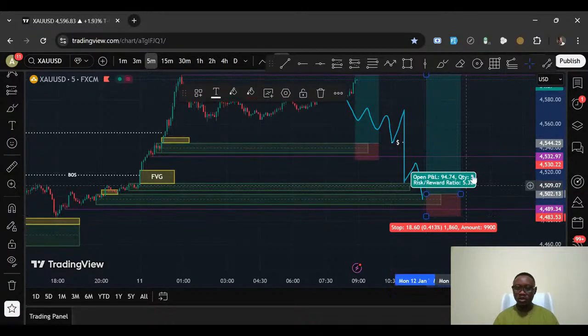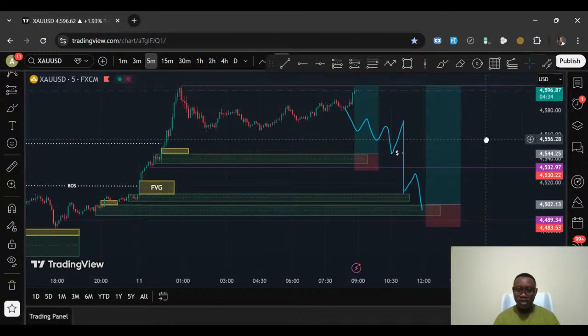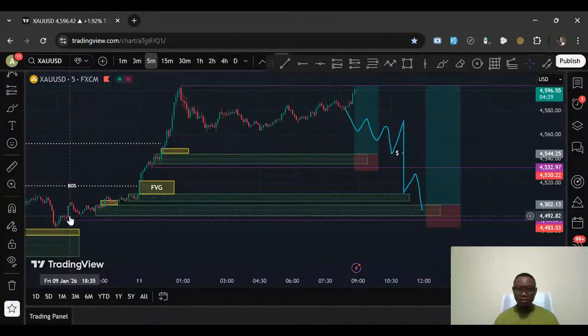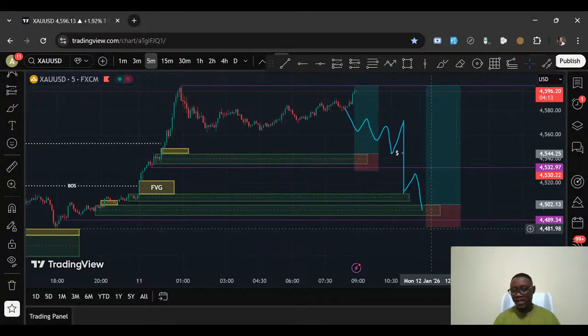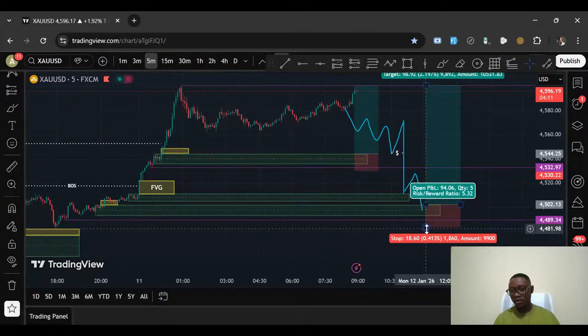Now, why am I doing this? Because my rule states that if price breaks below this level, right? If price breaks below this level and it respects the level, that is a candle close below this level, then the order block zone has been invalidated, right? So if price takes me out of this, it only means the zone has been invalidated and price might most likely continue to go downward.